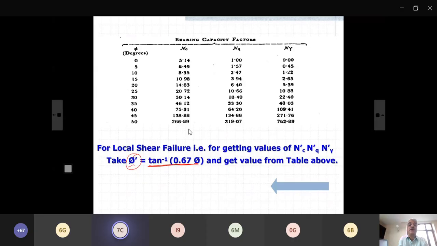Tan inverse of 2/3 of tan phi. Sorry. Tan inverse, tan inverse of 2/3 of tan phi. Yes. Must be tan inverse of 2/3 of tan phi.